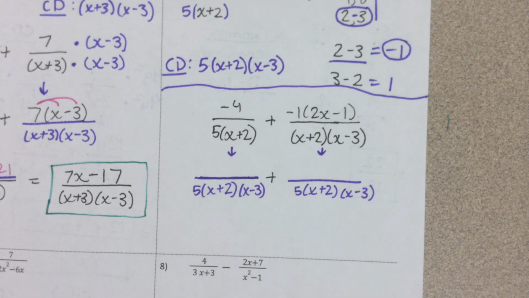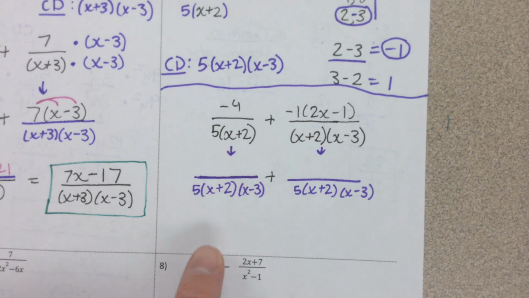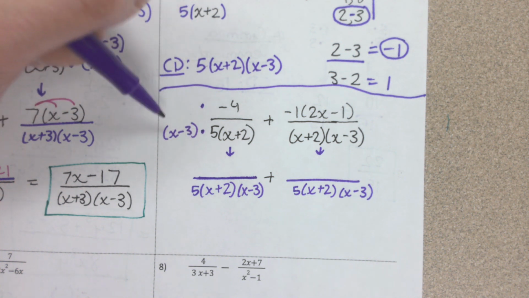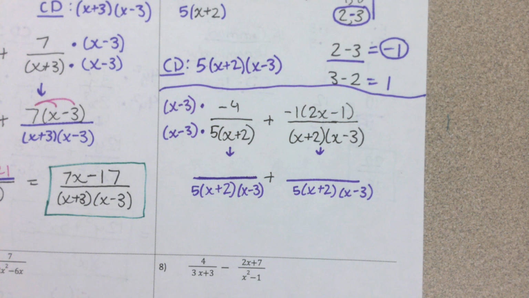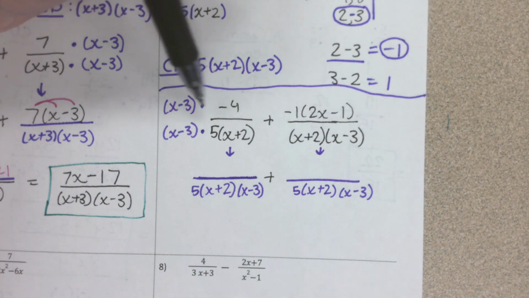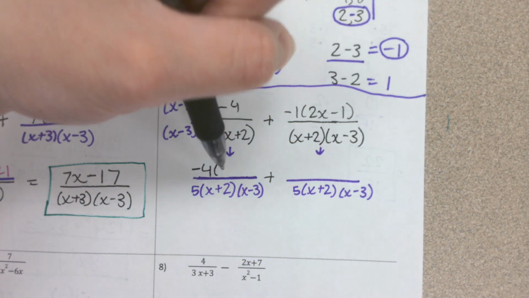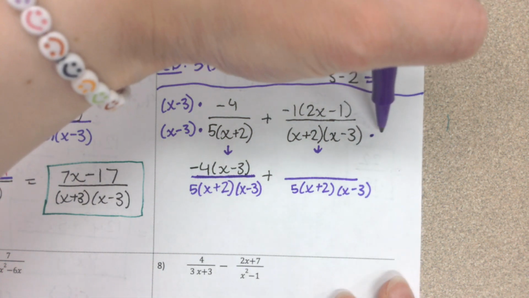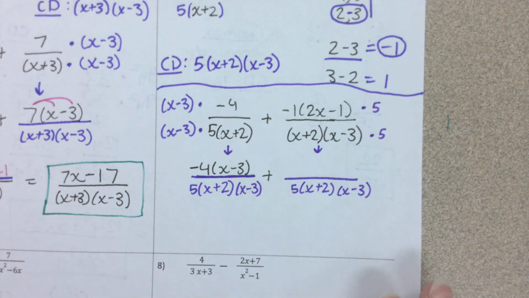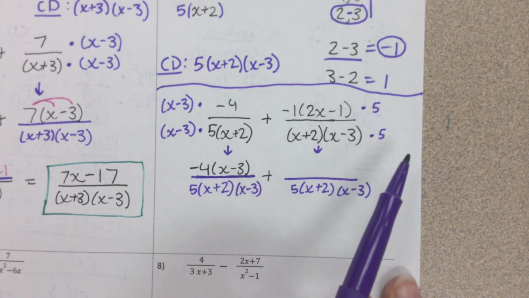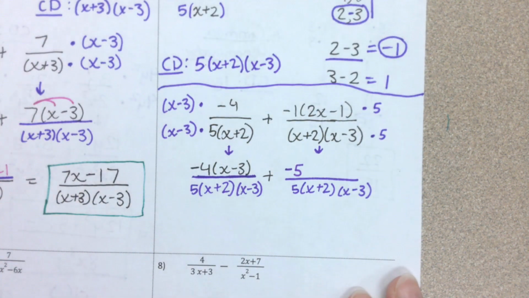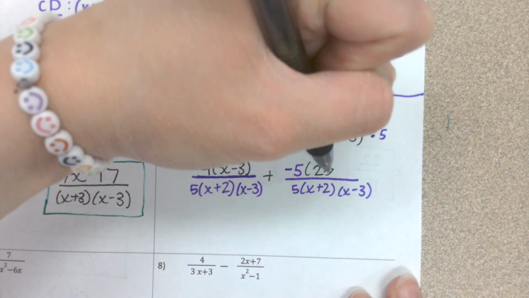And now we just have to figure out how to fix both of those fractions. Fraction on the left is only missing x minus 3, so that's what we're going to multiply by, top and bottom. For now, I'm just going to put these together, but put the negative 4 in front. Negative 4 times x minus 3. Second fraction just needs that 5. So times 5 on top and bottom. And I can multiply the 5 by the negative 1 in front, so that's what I'll do. It's now negative 5 times 2x minus 1.